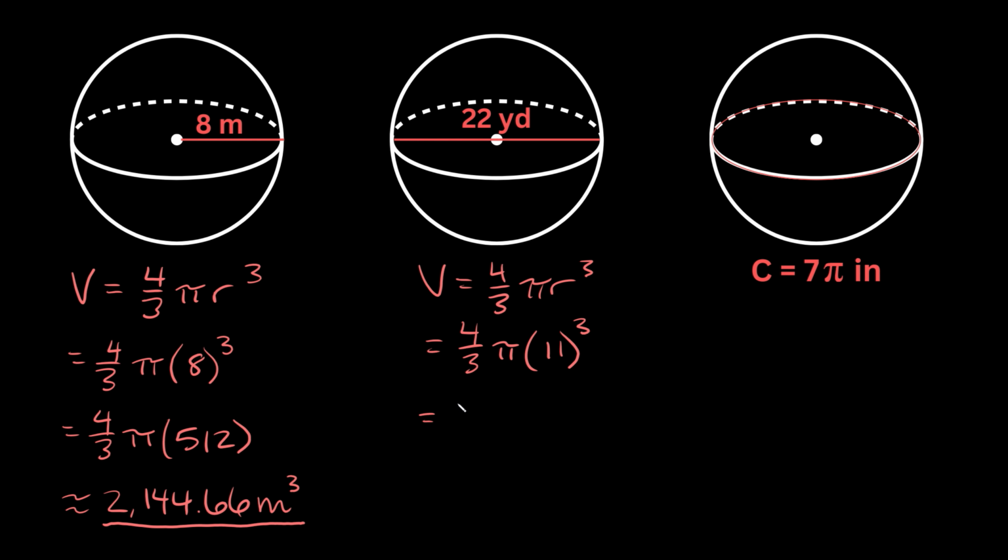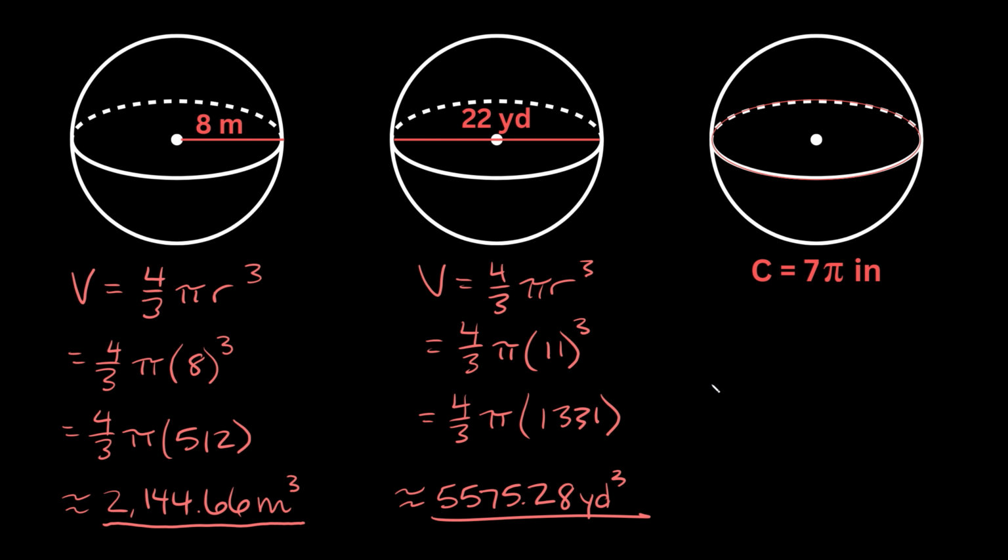So this is going to be equal to 4/3 times pi times 11 cubed, which is 1,331. Now if you multiply this out, you'll get that it's equal to approximately 5,575.28, and our units are in yards, so we get yards cubed. Nice. Now let's go to this last one.